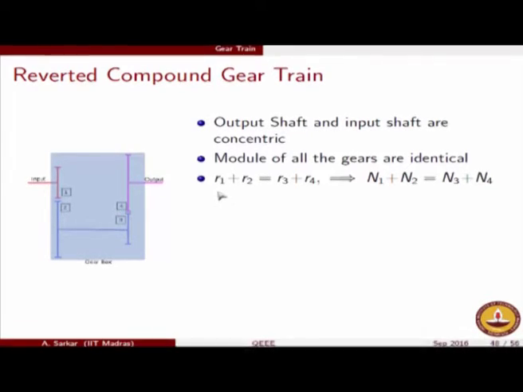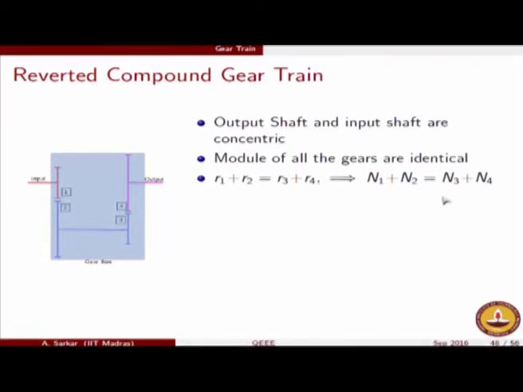But now since the modules of all these gears 1, 2, 3 and 4 are identical, what we have is, and we know that module is finally pitch circle diameter divided by the number of teeth. If the modules are identical, then this ratio tells us that, where capital N denotes the number of teeth, the number of teeth in gear 1 plus the number of teeth in gear 2 is equal to the number of teeth in gear 3 plus the number of teeth in gear 4. This relation comes out because the modules of all gears have been chosen to be identical.